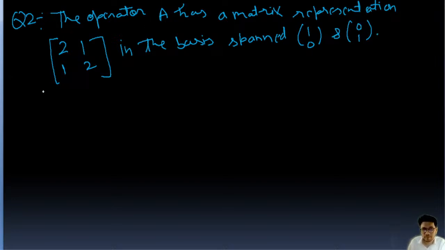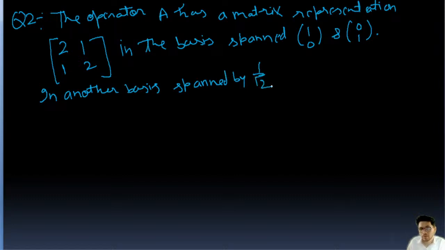In another basis spanned by 1 upon root 2 (1, 1) and 1 upon root 2 (1, -1), what is the matrix representation in this basis?